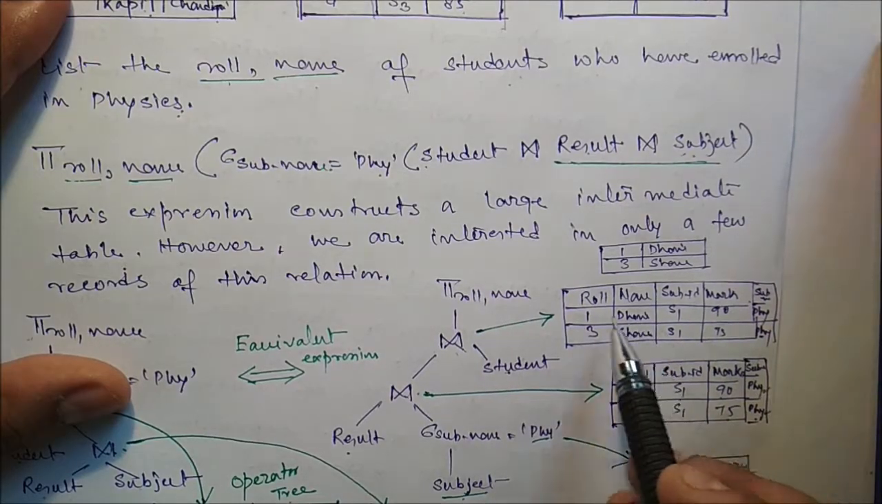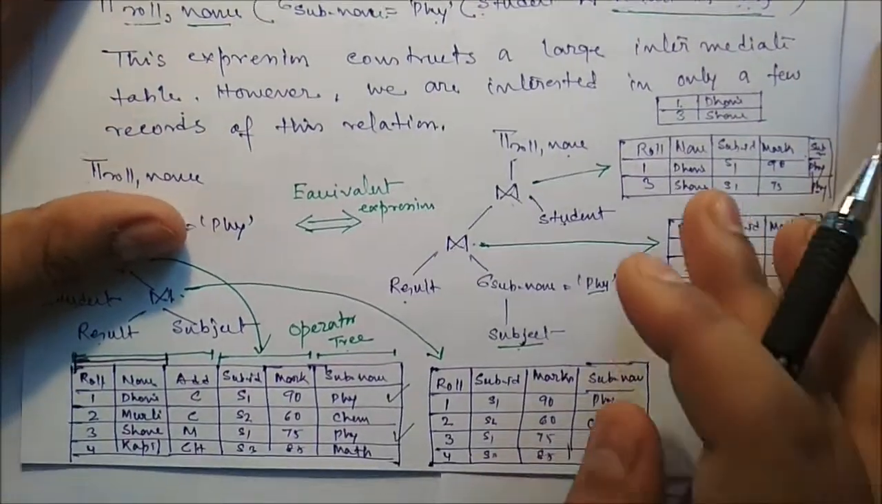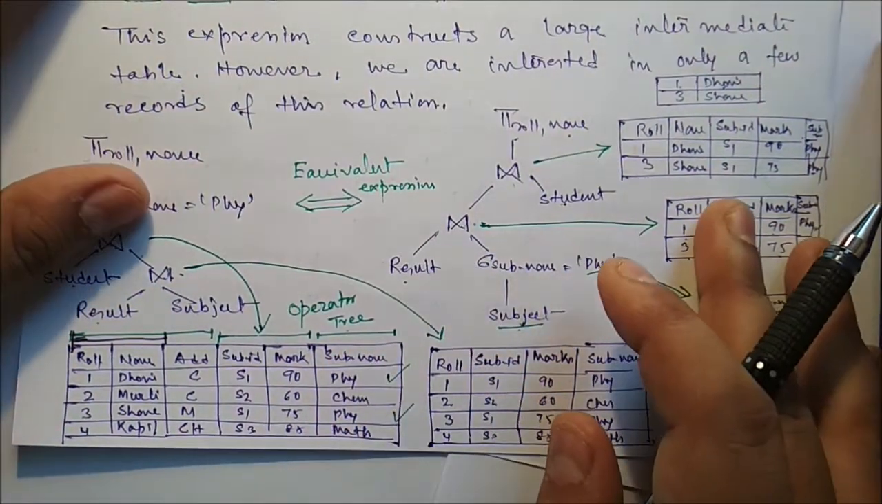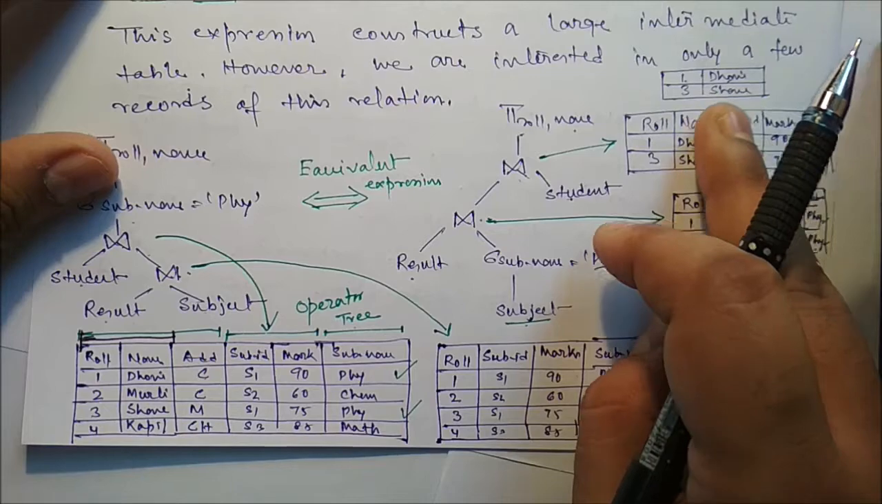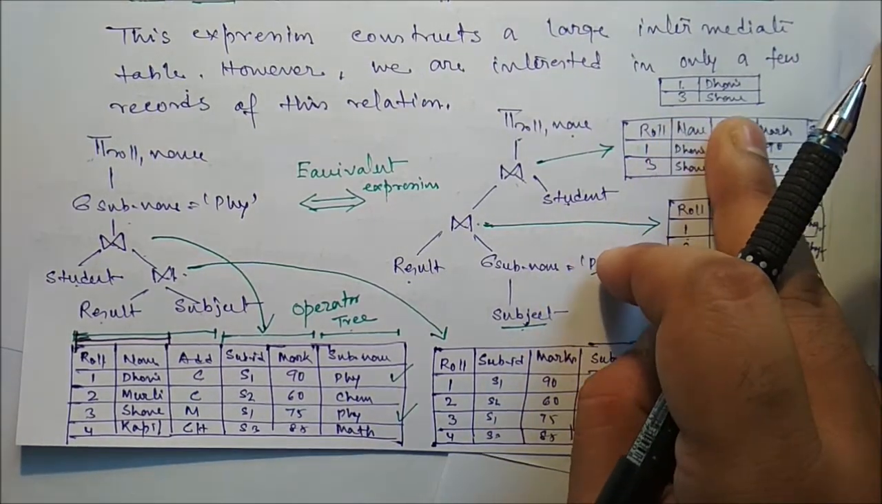And from that particular table we need only the roll number and name. So we can compare these two operations. Both generate the same output, Dhoni and Sen. Okay, roll number 1 Dhoni, roll number 3 Sen.